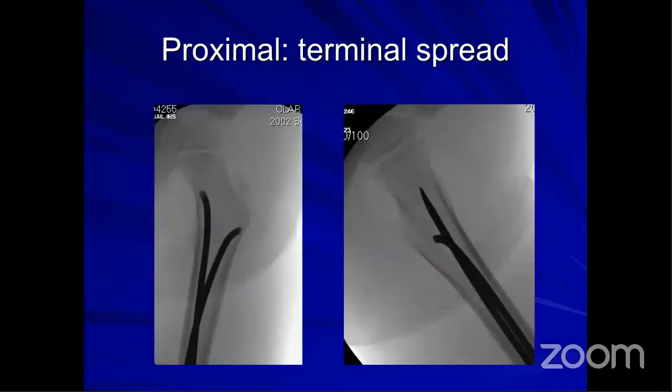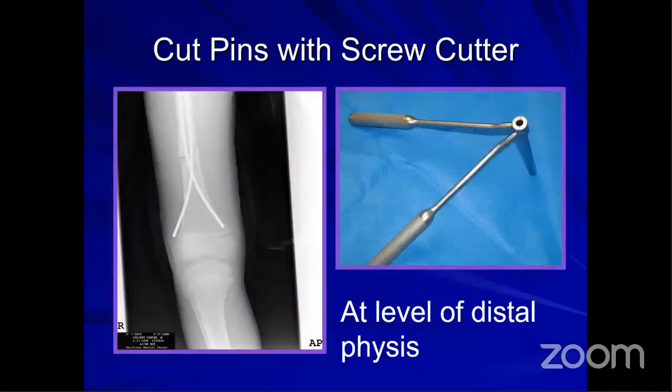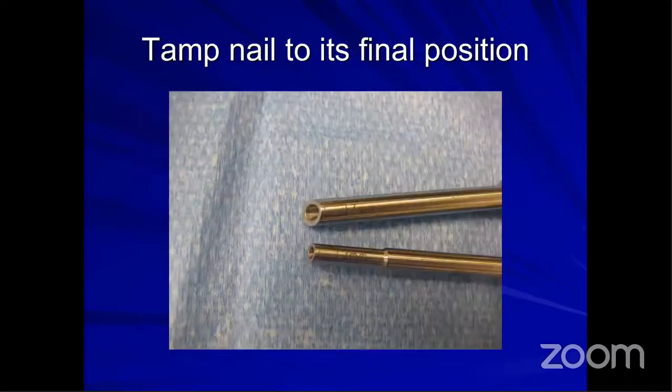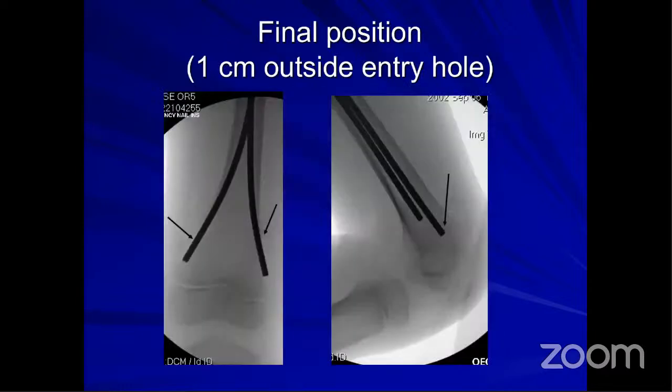You need to have spread proximally, like seen here, and then you can cut the pins with the screw cutter at the level of the distal physis. You then tamp the nail to its final position. These are the impactors to push the nail across. And you can see how much the nail is protruding out from your entry site. Usually about 1 centimeter is good enough, so you can remove the nails later on.